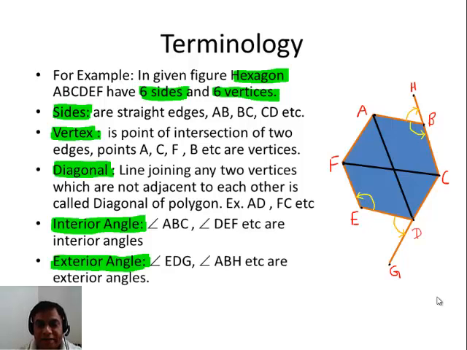Next concept is exterior angle. The linear pair of an interior angle is called an exterior angle. For example, angle ABH, which is the linear pair of angle ABC, is the exterior angle. So we can define the exterior angle as the angle formed by extension of any side with another side, which is also called an exterior angle.